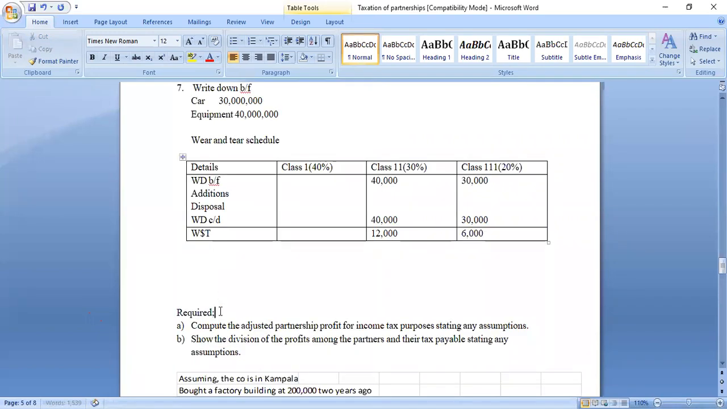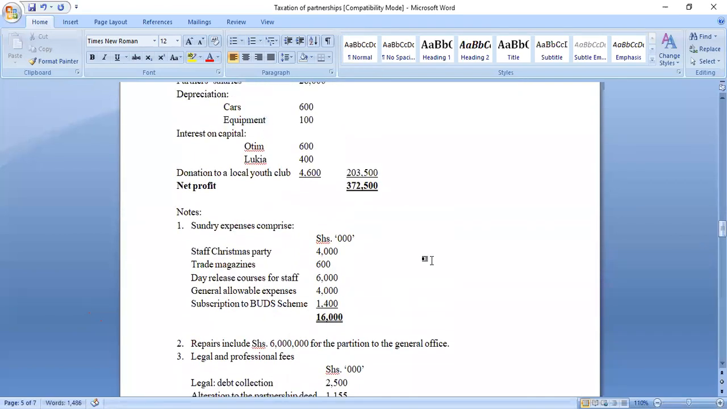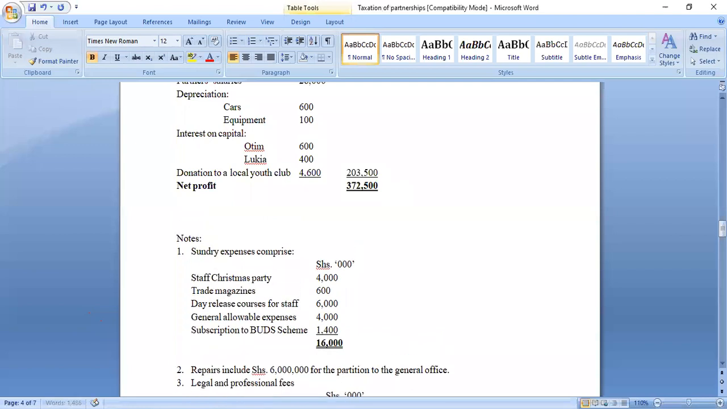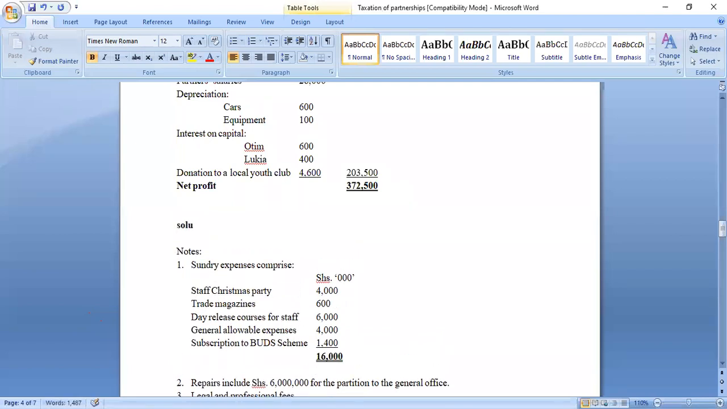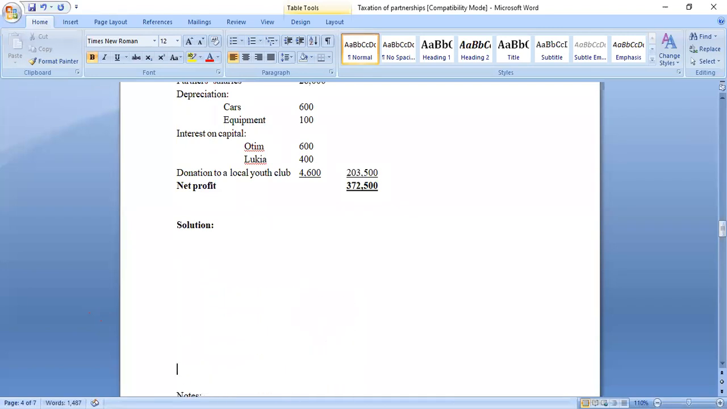Okay, so back to here. I want to avoid scrolling back and forth. So you have a net profit. I'm saying it's profit before tax. This one didn't have any provisionals, so I put 500.